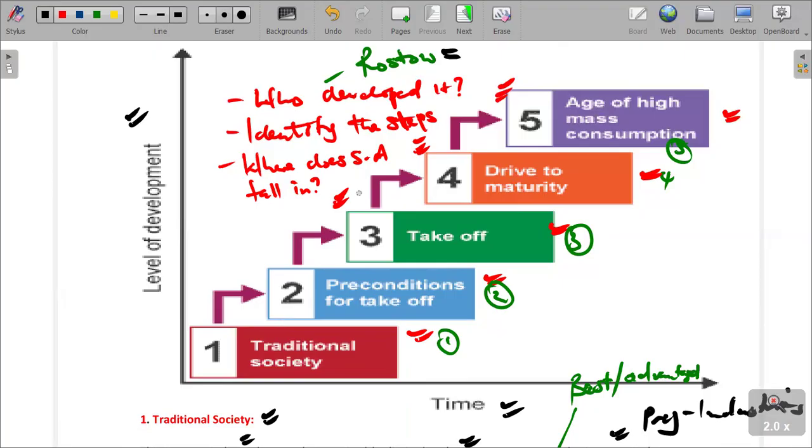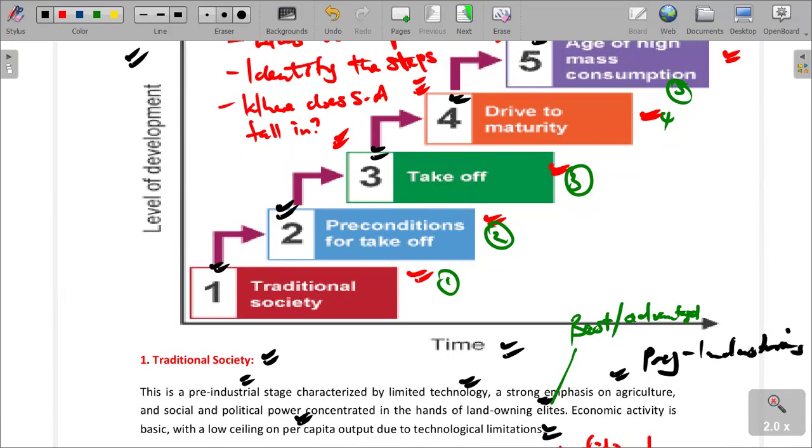Stage one is the traditional society, stage two is the preconditions for takeoff, stage three is takeoff, stage four is the drive to maturity, and finally stage five, the age of high mass consumption. These are the five stages. And then where does South Africa fall in? In order to look at that, I want us to understand that on the vertical line we are looking at the stages or levels of development, and over time, which is given on the horizontal line here.